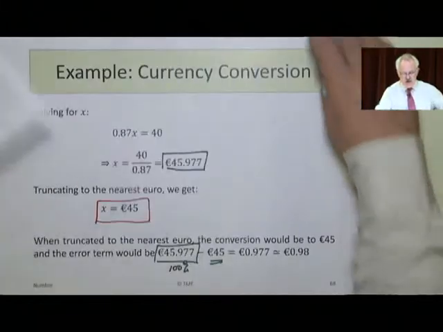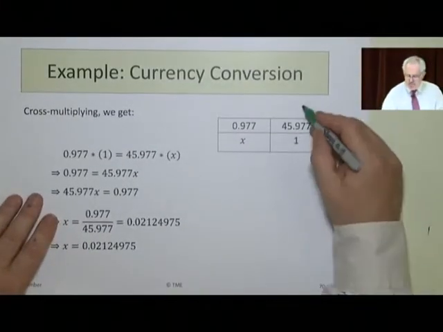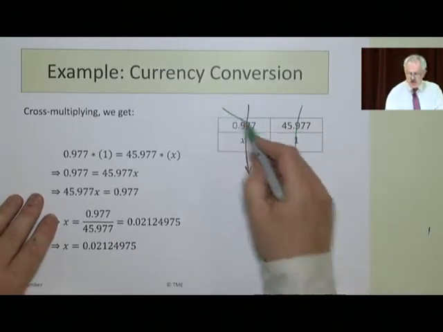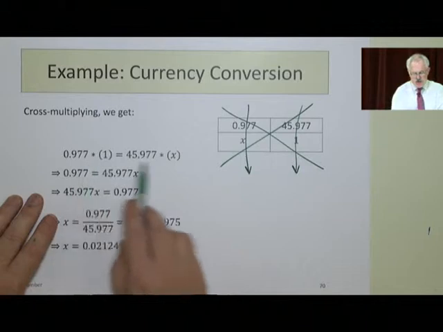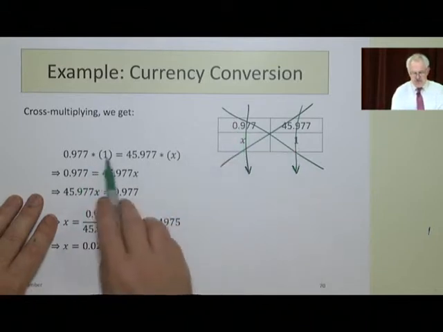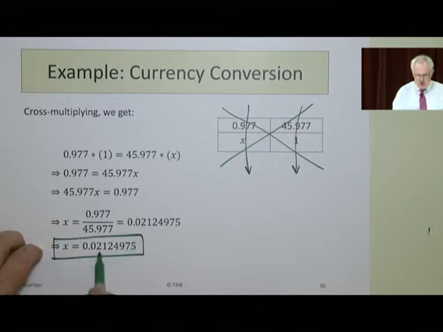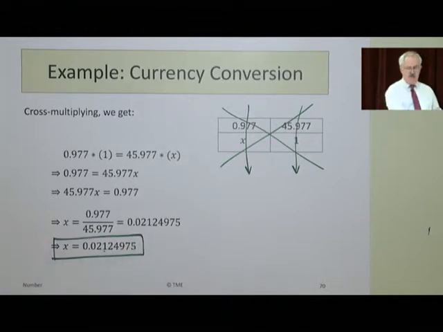Let's multiply the calculations out. And we say, if 45.977 is the total, how much would that reflect? Do the crisscross, multiply across. 0.977 by 1 is that by x. x turns out to be 0.02124975. So quite a long calculation. That's the fraction: 0.02 of it was error.